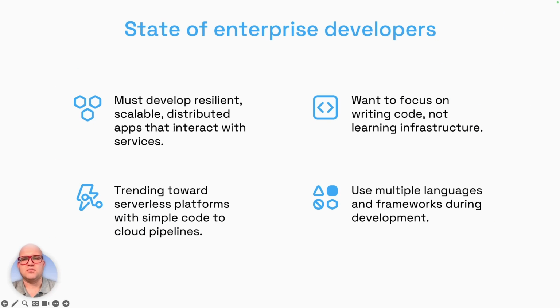So the state of enterprise developers is slightly mixed in the industry, but most of us must develop resilient, scalable, and distributed apps that interact with multiple services or consist of multiple services. And all of these enterprise developers mostly want to focus on writing code and not learning new infrastructure paradigms and new ways to deploy stuff. This is all influenced by the trend of serverless platforms with simple code to cloud pipelines, also low code and no code environments. And this all combined results in the use of multiple languages and frameworks during development. And this is definitely a point where we need help to make life a little bit easier.